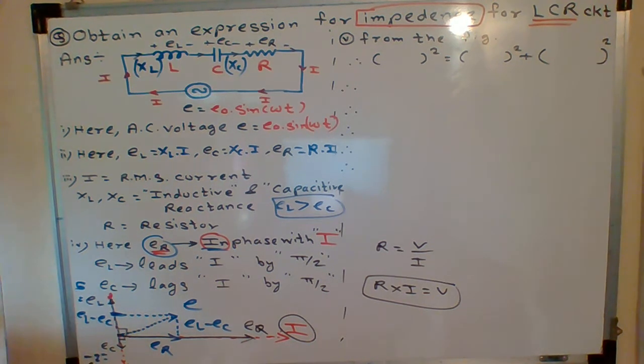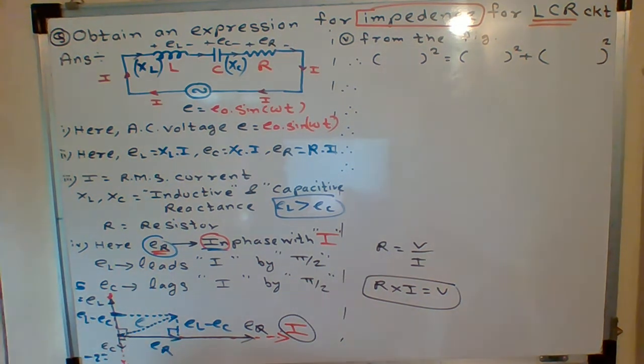Definitely, if it is 5 minus 2, definitely it will be 3. So this particular vertical line, which is smaller than this EL, is EL minus EC. Okay, and resultant E will be in this direction according to Pythagoras theorem. If I observe here, E is the hypotenuse. E is along the hypotenuse, right? And ER and EL minus EC are the sides of the right angle triangle.